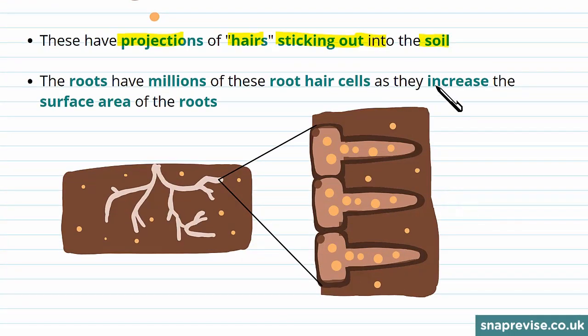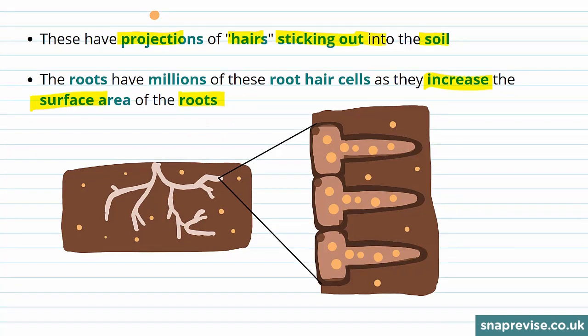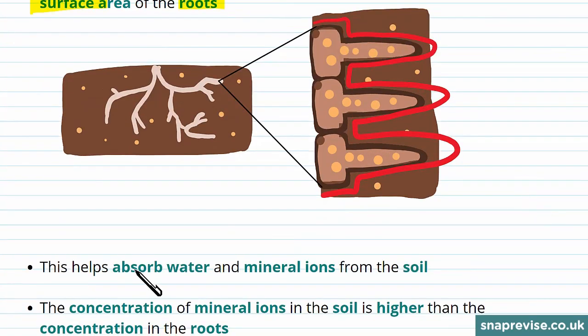This is because the root hair cells increase the surface area of the roots. So in this diagram, you can see that the surface area of the root hair cells is greatly increased. This is important as it helps absorb water and mineral ions from the soil.